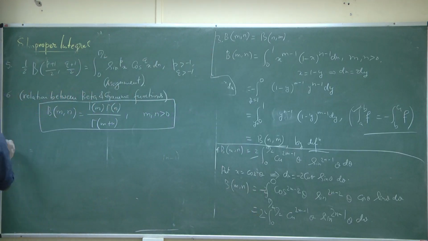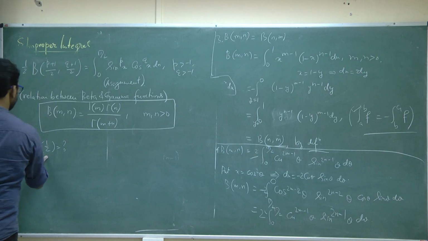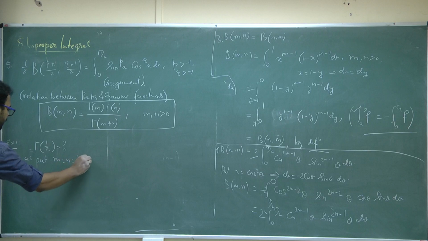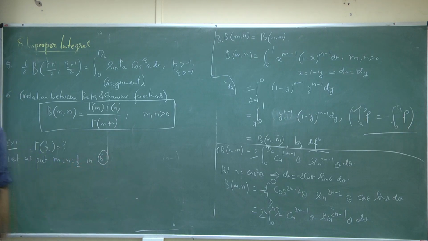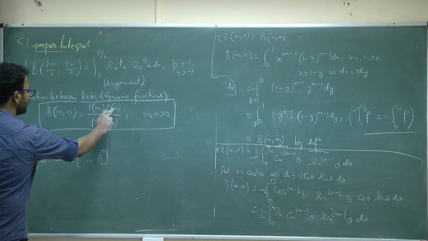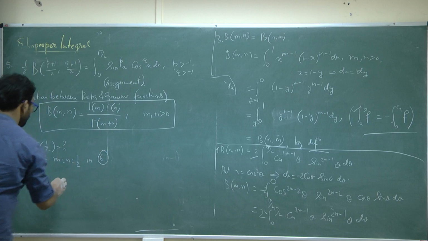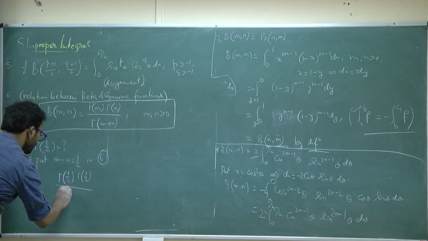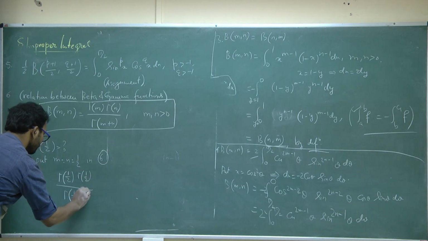So, one application is an example. What is the value of gamma half? How do you calculate the value of gamma half? In order to calculate the value of gamma half, let us put m equals n equals half in formula 6. So, if I substitute m and n both half, then this will be gamma half times gamma half divided by gamma 1. So, this will become gamma half divided by gamma half plus half, which is 1.